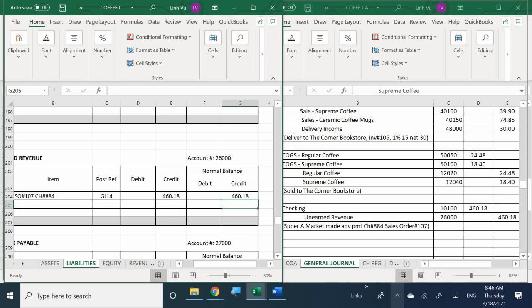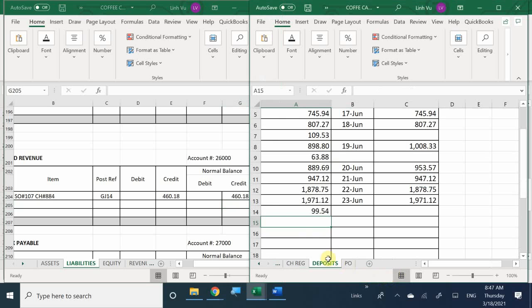Okay. Last thing here. Mark it down in our to be deposited. Correct. Right? We definitely need that money. Okay. So this is another 460.18. Once again, we won't deposit it till the very end of the day. Okay. Good.